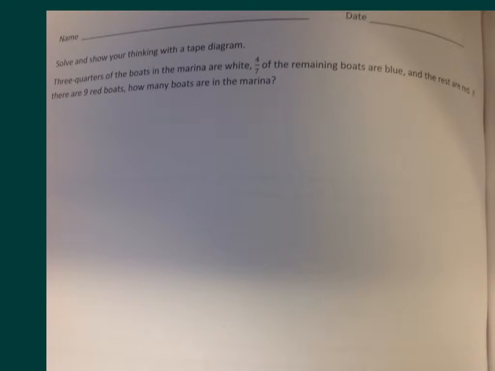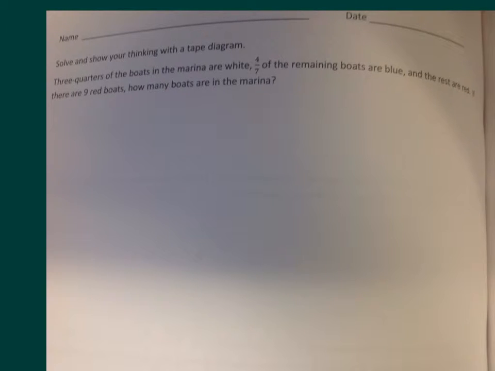Here's a little bit of a quick mini lesson on how to solve this problem. You'll notice this is the same problem that we solved today during class, but I want to review it with you and give you some strategies. Okay, so the first thing, we're using MTV. We're going to show our thinking with a tape diagram.